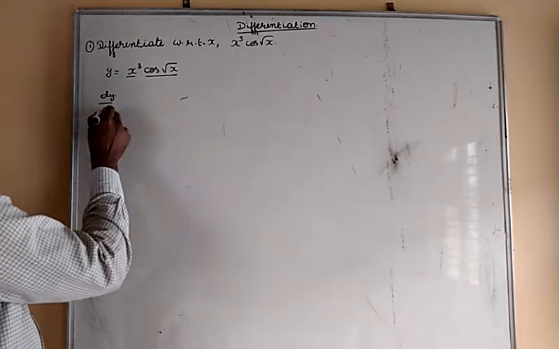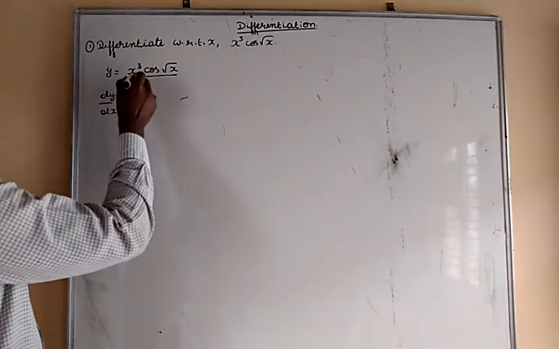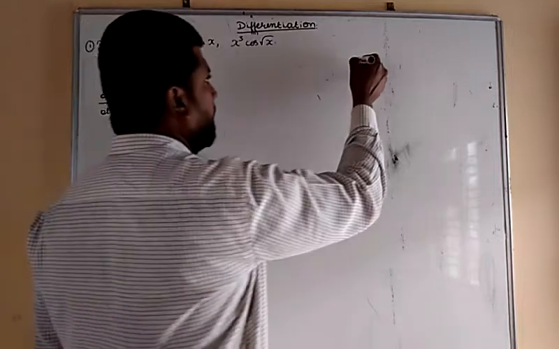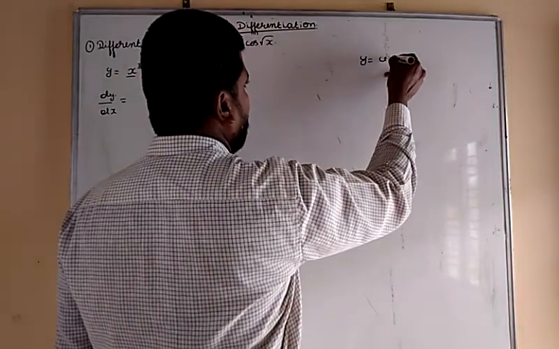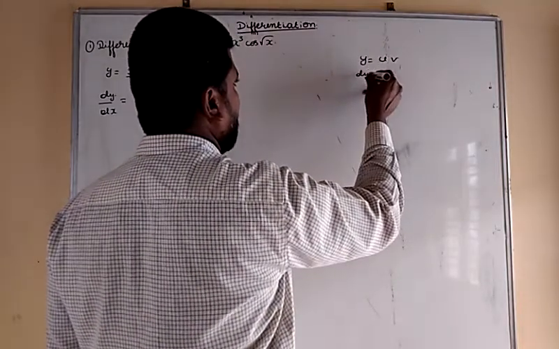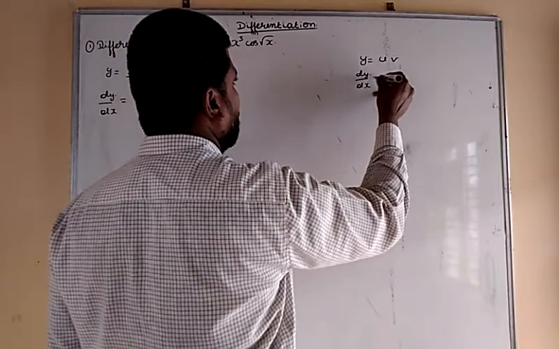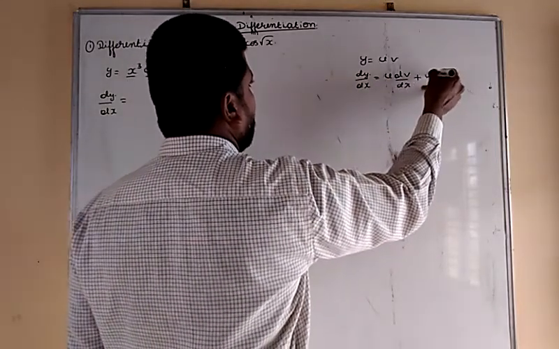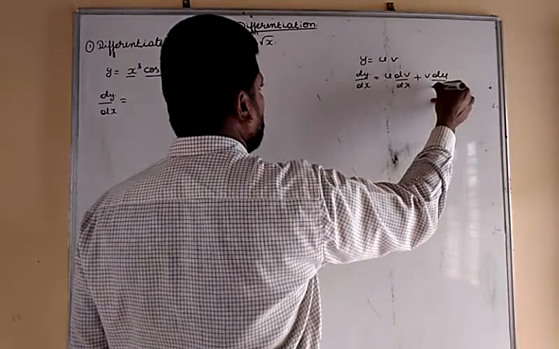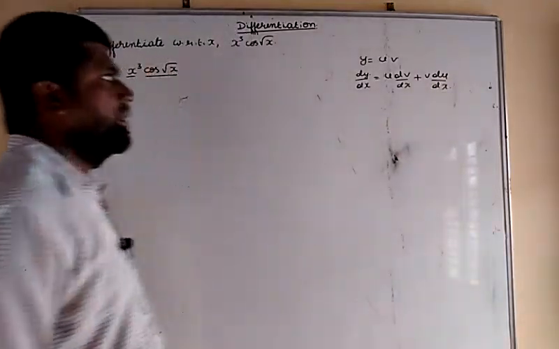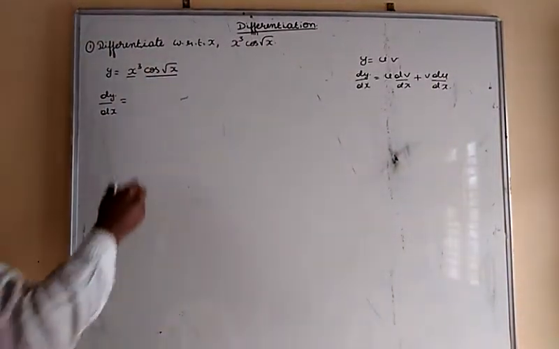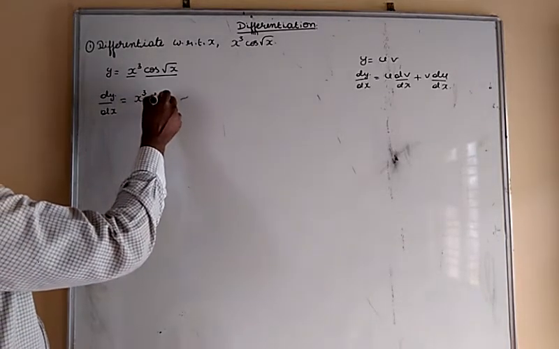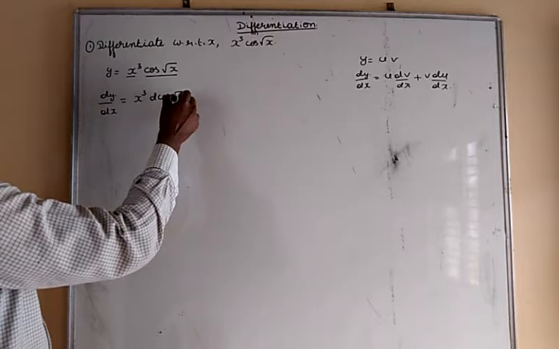Differentiation of y with respect to x is equal to, this is u and this is v. You know the formula of the product rule. y is equal to u into v, dy by dx is equal to u differentiation of v plus v differentiation of u. This is the formula you already know. Then let us apply the formula here. The first function is x cube. The second function is cos root x.